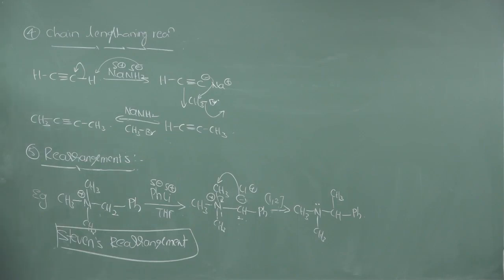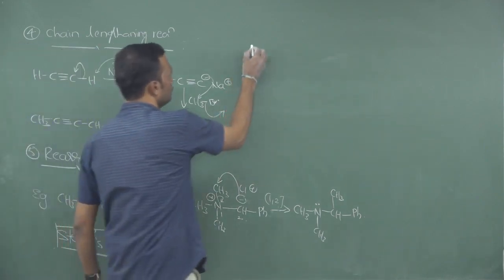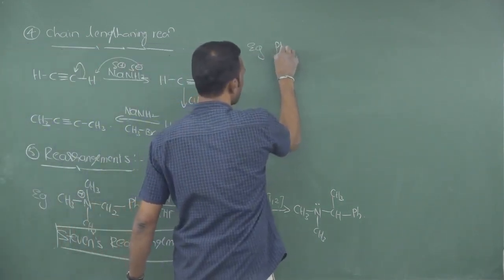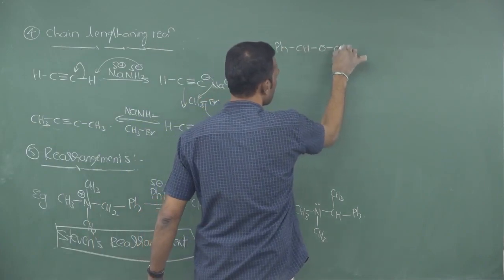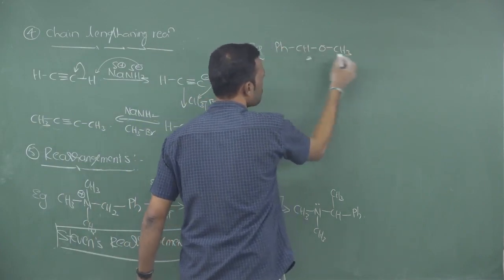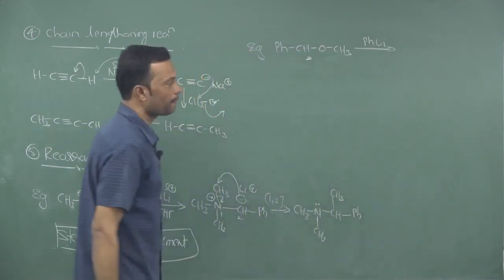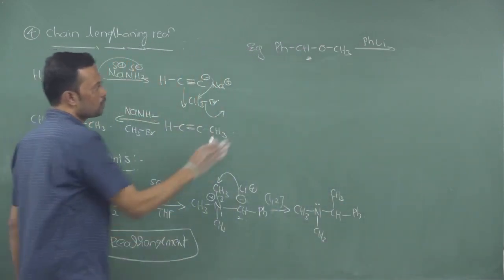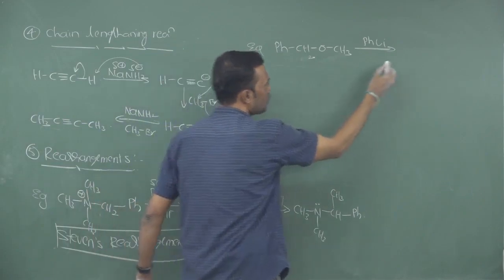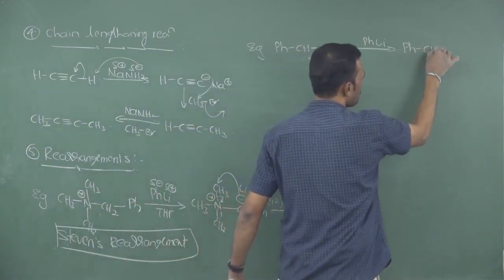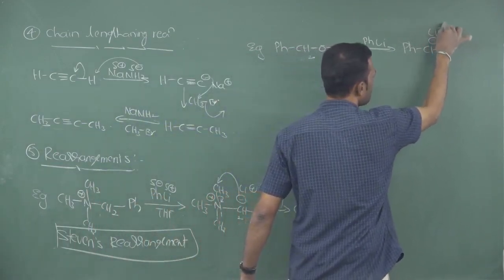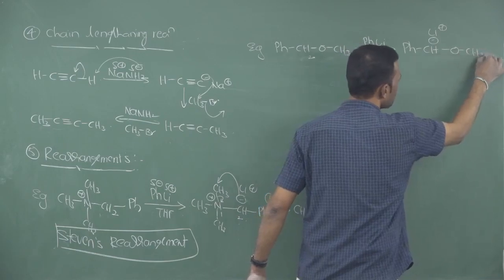Cover. Now that is Stevens rearrangement. One more is there. This is called Wittig rearrangement. Concept remains the same. This is CH2 phenyl lithium. Where do you remove the proton? From CH2. So when CH2 loses a proton, CH becomes a carbanion which is stabilized by lithium, and this is O and this is CH3.